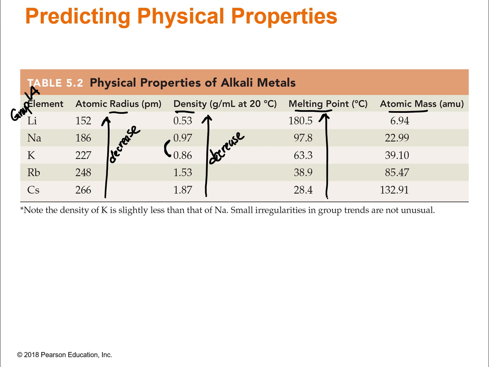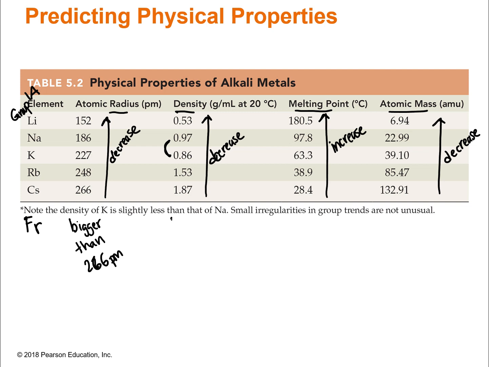So as you go from the bottom of group 1A to the top of group 1A, we're seeing an increase in the melting point. And for atomic mass, we're again seeing a decrease. Cesium is not the last element in the periodic table in group 1A. Francium is. So we can predict that francium comes after cesium, so its atomic radius is going to be bigger than 266 picometers.